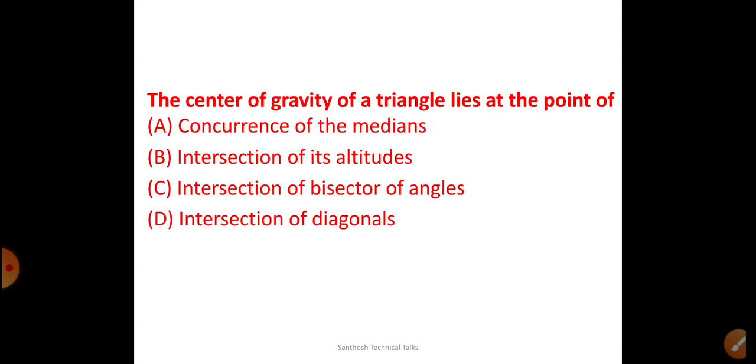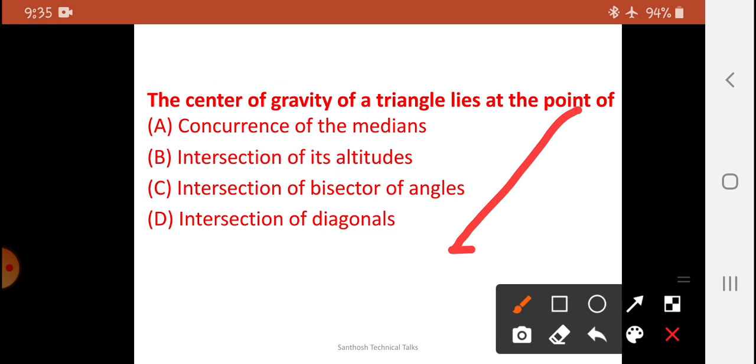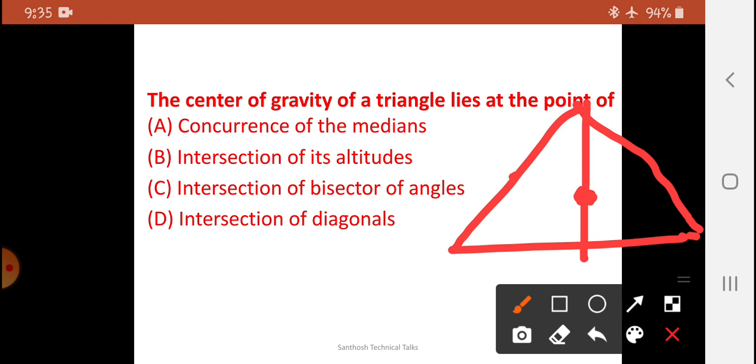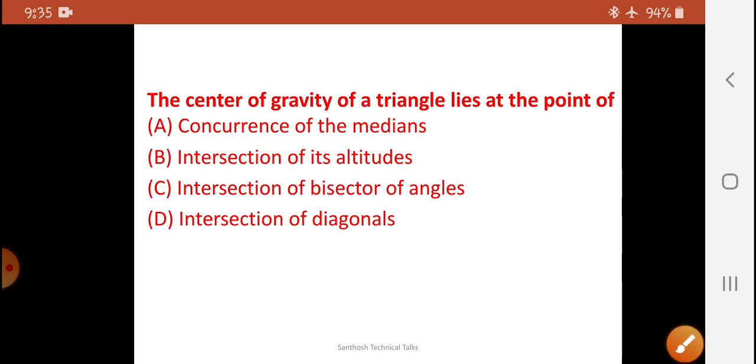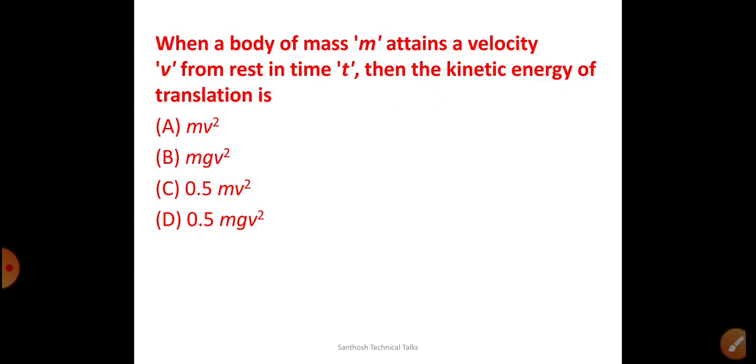Next, the center of gravity of the triangle lies at which point? Please take this as a triangle. The center of gravity is here, which is nothing but the concurrence of the medians. Only the medians will join there. Therefore, option A is the correct answer.